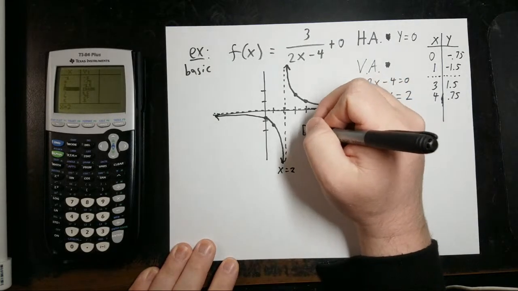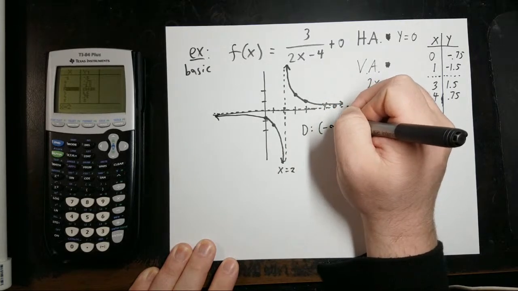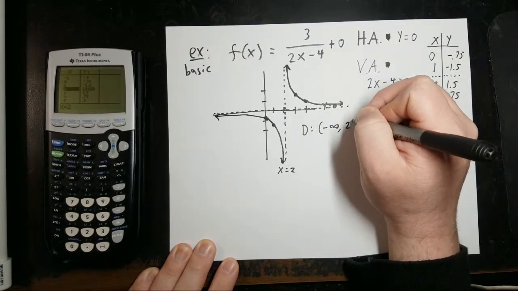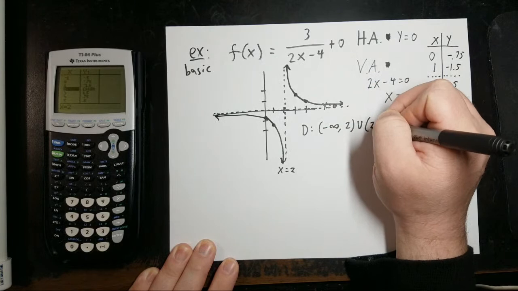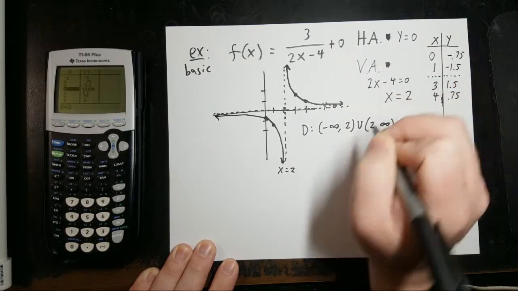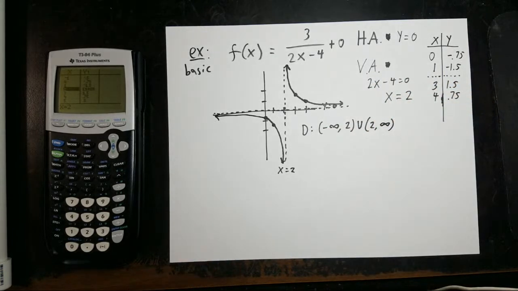Domain's super easy. Domain: negative infinity up to the vertical asymptote, unioned with the vertical asymptote to infinity. Make sure you put parentheses around the 2's. It's not including the 2. It will never reach 2. It can never reach the value of x equals 2. It would make a 0 in the denominator. These weird things.